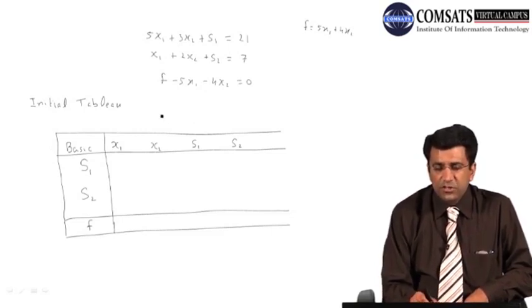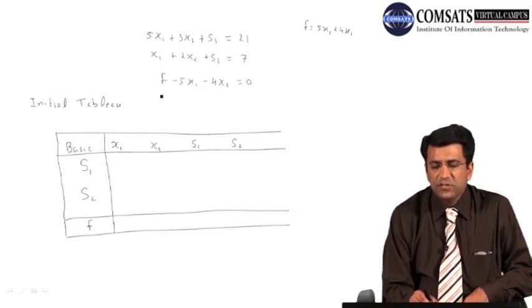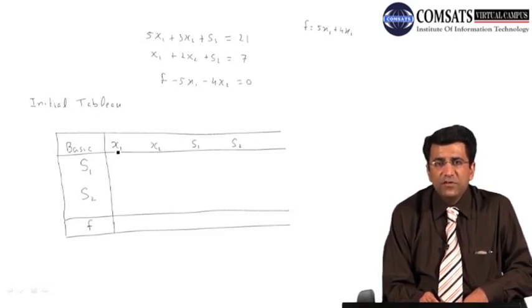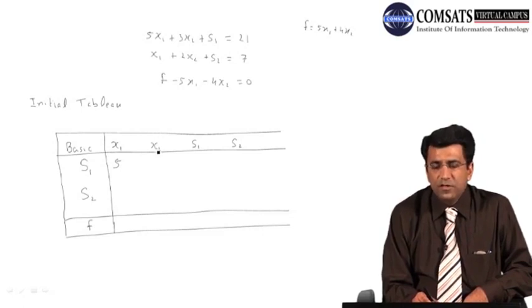We have 3 equations. The first equation is 5x1 plus 3x2 plus s1 is equal to 21. Now we will put the coefficients of these equations one by one in this particular table. Now class, here is the x1, and in the very first equation the coefficient of x1 is equal to 5. So we will write 5 here. Then in this particular column the value of x2 will be 3.